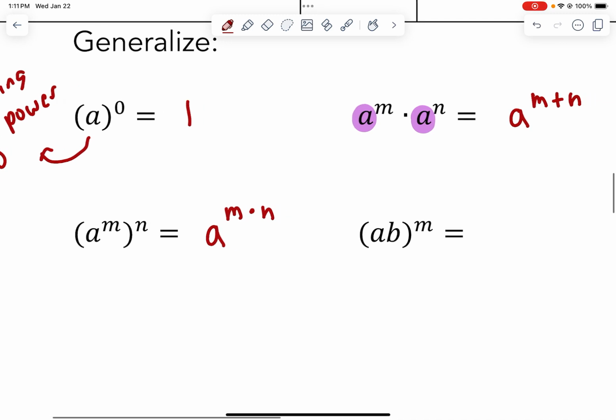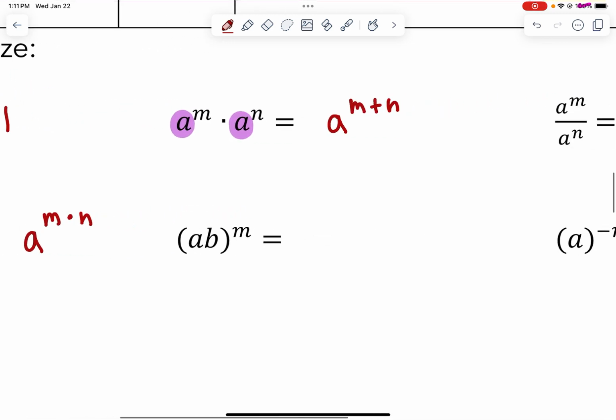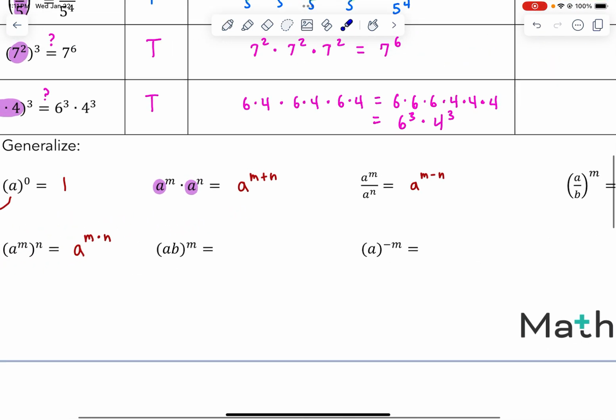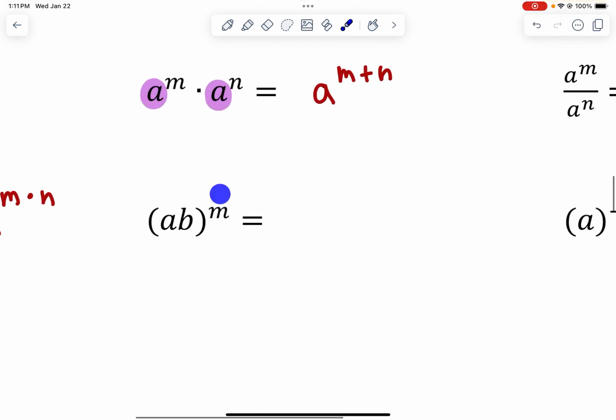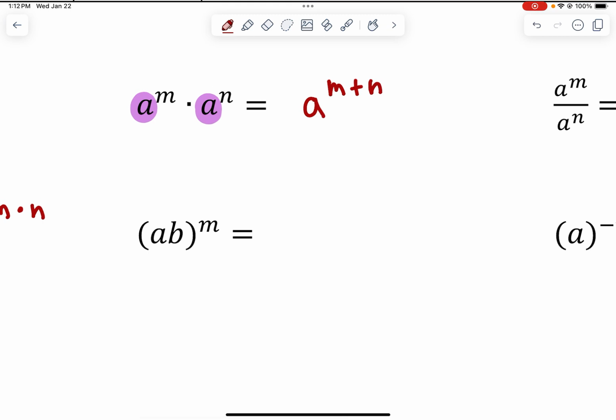If you look at the next one right here, we can kind of think about this last one right here. There's sort of a distribution of the exponent in each of the numbers inside. So here this is equal to a to the m multiplied by b to the m.